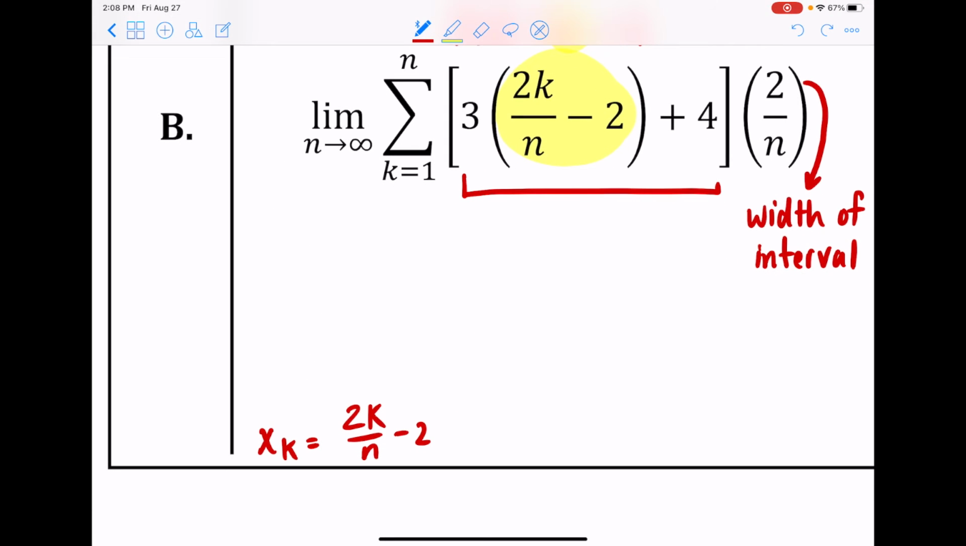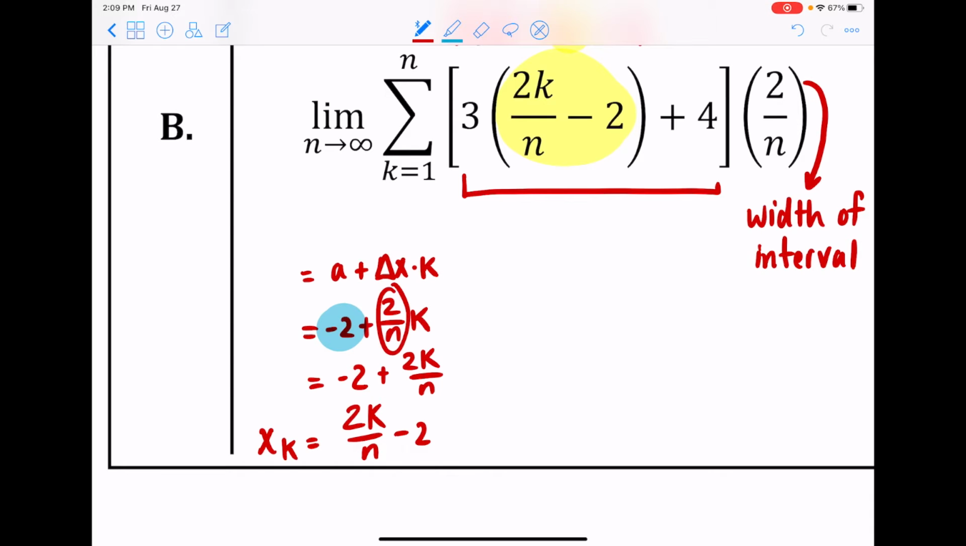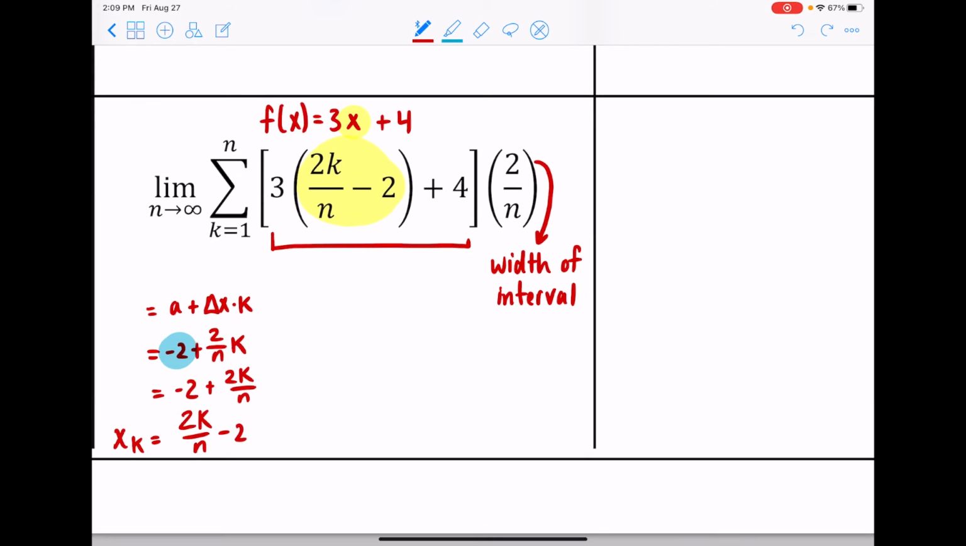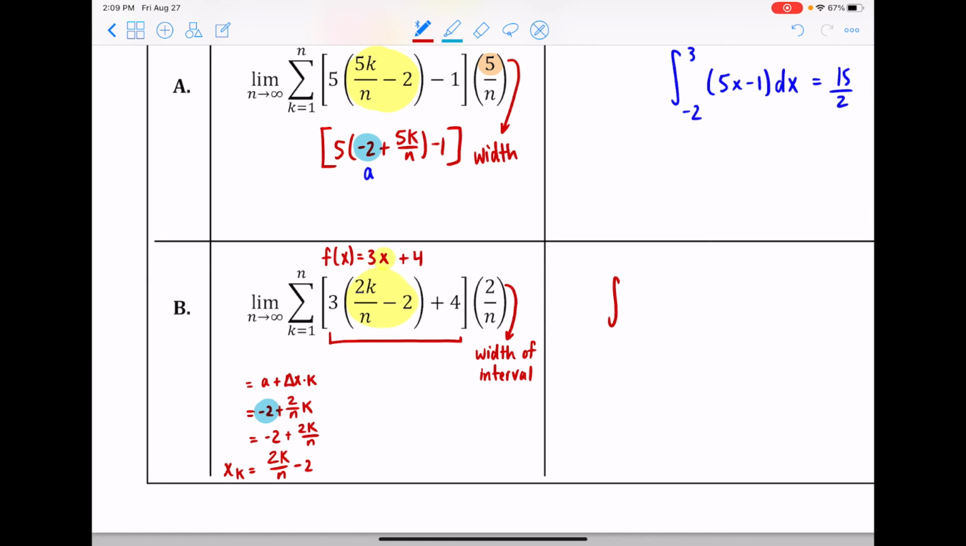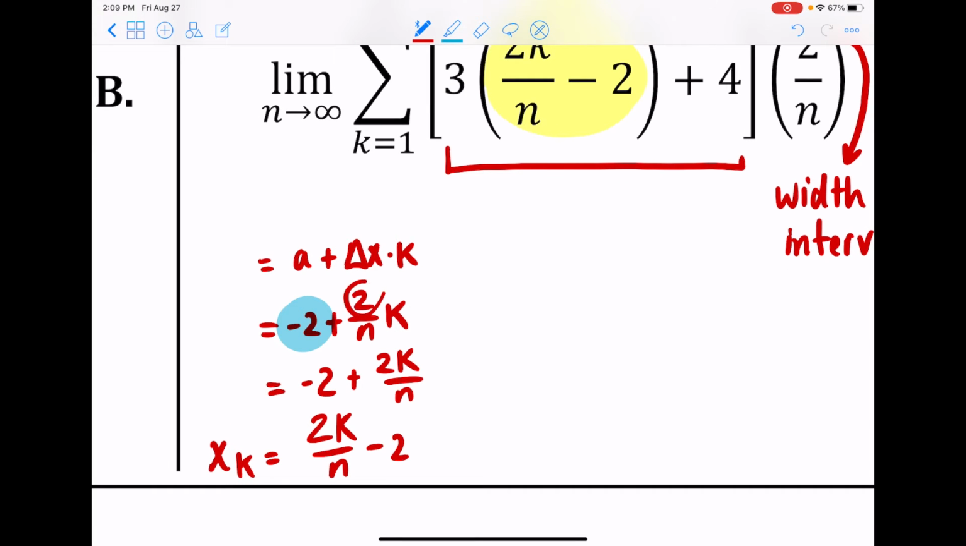So let's work our way backwards. I'm guessing this was -2 plus 2k over n, which was -2 plus 2 over n times k. Now the picture is starting to become a little more clear here. This is our a value. Delta x is 2 over n, which we already knew because that's over here. So our a value must be -2. So we must be starting our integration for this function at -2, and the width of the interval is 2 then.